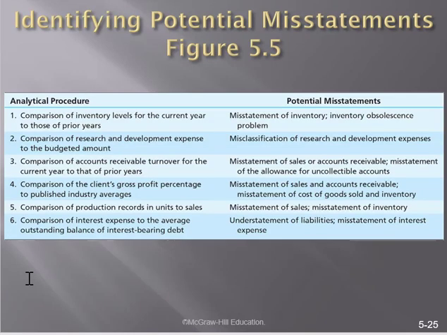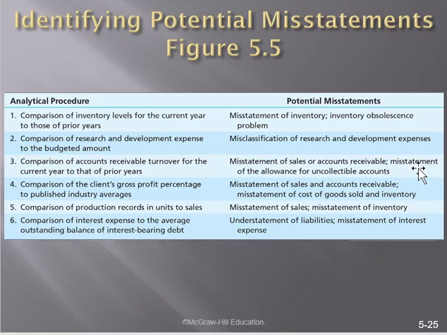So, identifying potential misstatements: in this figure you have your analytical procedures and then the potential misstatement that you're reviewing. If you look at a comparison of inventory levels for the current year to those of the prior year, that's dealing with misstatement of inventory obsolescence. Comparison of research and development expense to a budget addresses misclassification of research and development expenses. Comparison of accounts receivable turnover for the current year to that of the prior year deals with misstatement of sales or accounts receivable, and misstatement of allowance for uncollectible accounts.